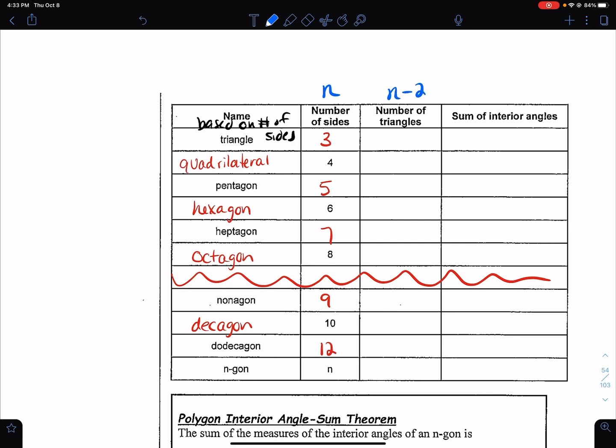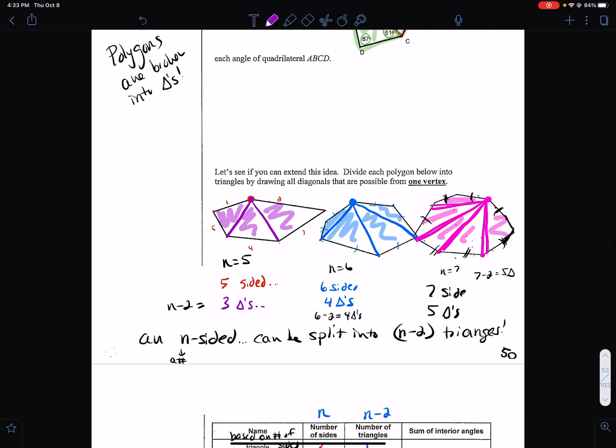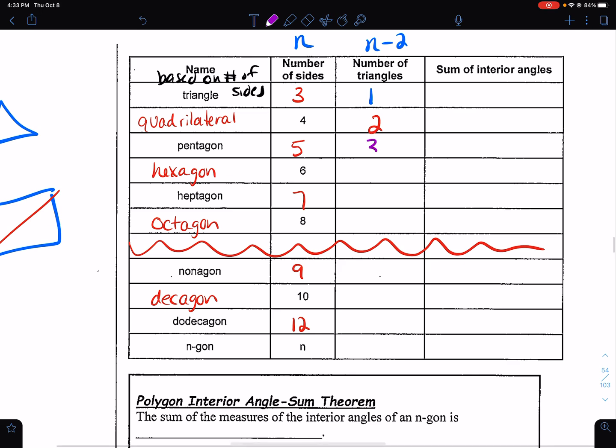So something with 3 sides, obviously I can only make 1 triangle there. In a 4-sided figure, the number of triangles I'd be able to make would be n minus 2, which is only 2. In a 5-sided figure, like we did over here on our notes, if there was 5 sides, we'd be able to make 3 triangles. So we should be able to see this pattern. If there's 6 sides, 6 minus 2 means that we'd make 4 triangles. In a 7-sided figure, which we call a heptagon, there'd be 5 triangles. An octagon has 6 triangles.